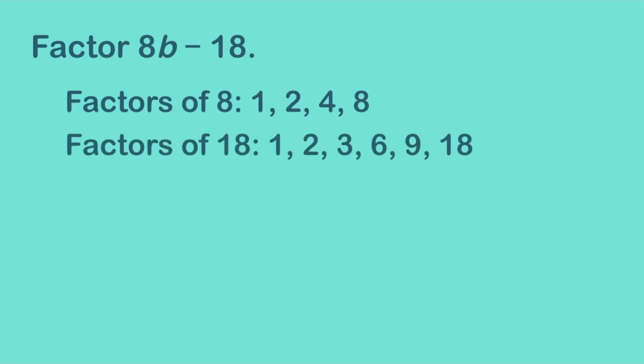So let's write down the factors of each number. The factors of 8 are 1, 2, 4, and 8. The factors of 18 are 1, 2, 3, 6, 9, and 18. 2 is the greatest common factor, or GCF. Let's use this to rewrite the two terms in our expression as products with a factor of 2. 8b can be written as 2 times 4b. 18 can be written as 2 times 9.